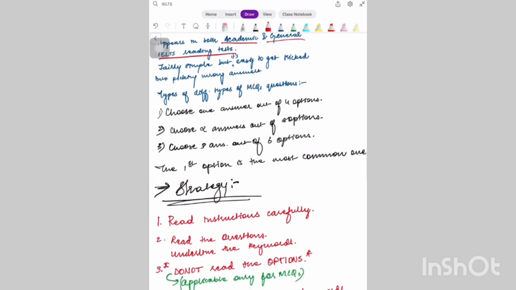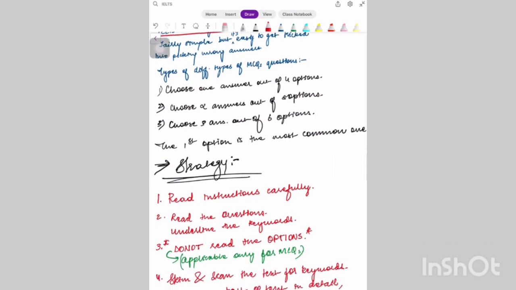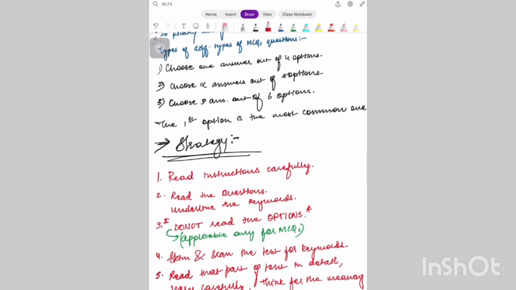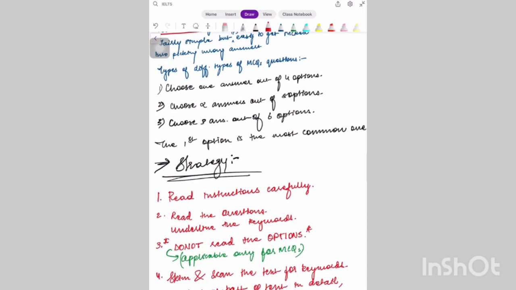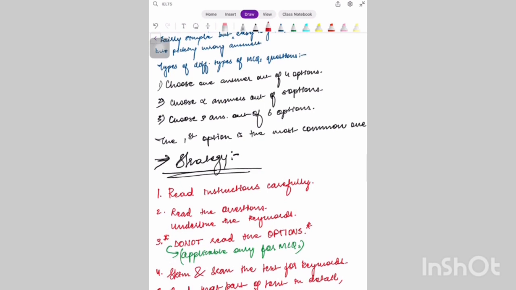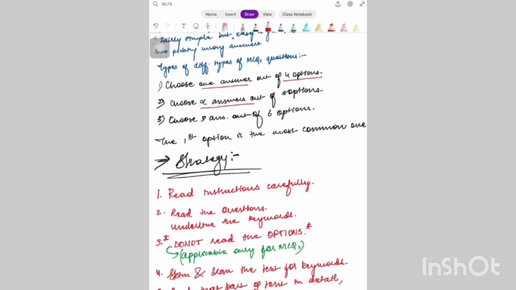Fairly simple, but it's very easy to get tricked by picking the wrong answer. That is what MCQ does to you, because you'll be confused, and while reading, most of the time students don't get the proper time, so in panicky situations you're more likely to get confused. Then there are different types of MCQ questions. You'll have to choose one correct answer out of 4 options given, choose 2 correct answers out of 5 given options, and 3 answers out of 6 options. Out of these 3, the common one is choosing one answer out of the 4 options.